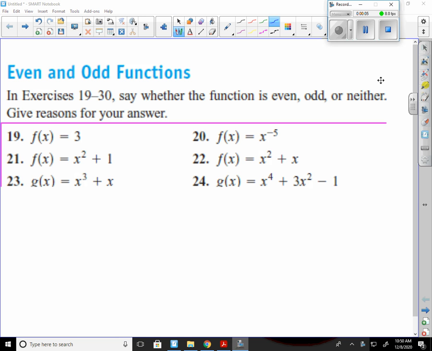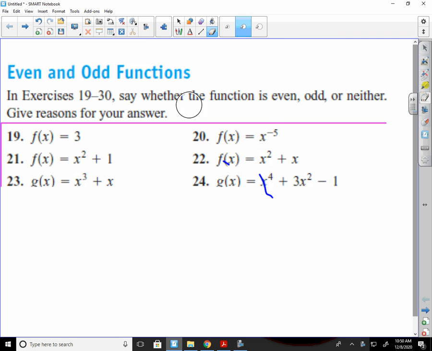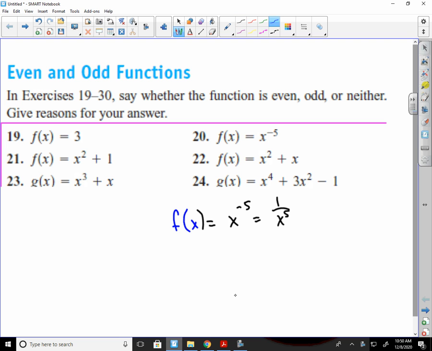On number 20 from our homework, we have x to the negative fifth, right? So what does that mean when you have a negative exponent? It turns into a fraction. It's 1 over x to the fifth. But we don't even really need to know that for this. It's just important to know, because it might help you see it better if it's 1 over x to the fifth.